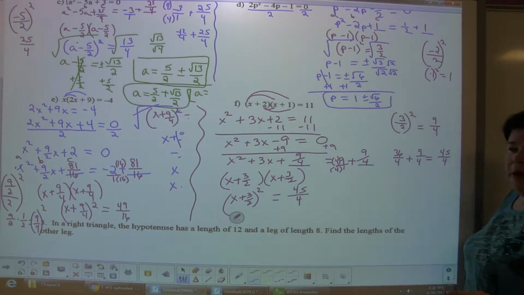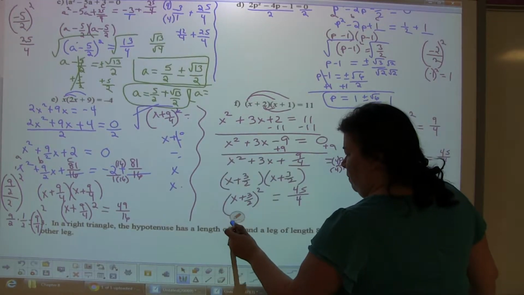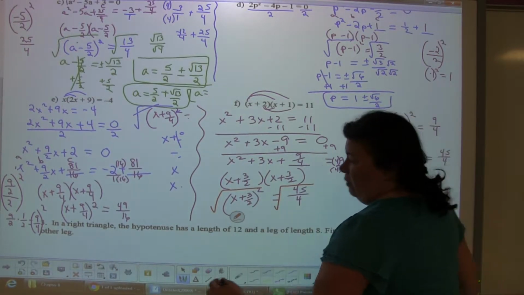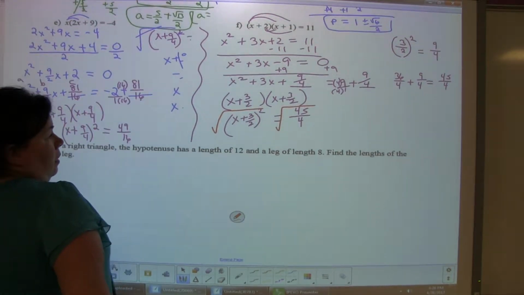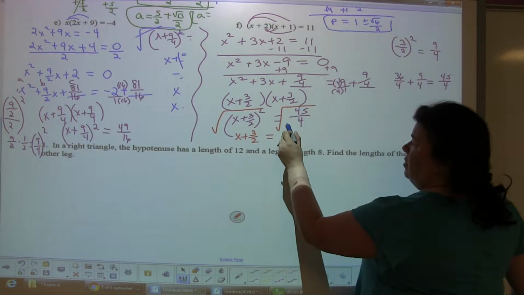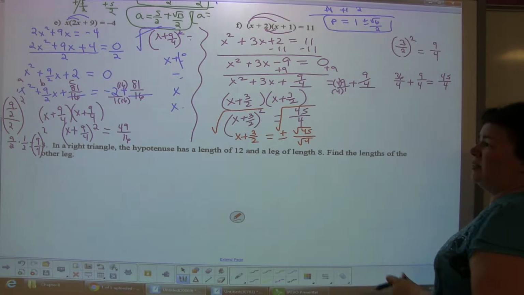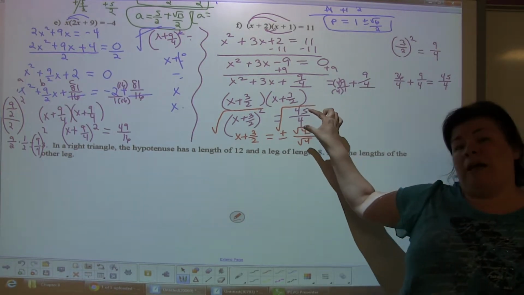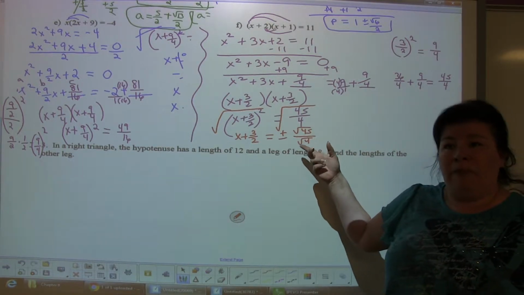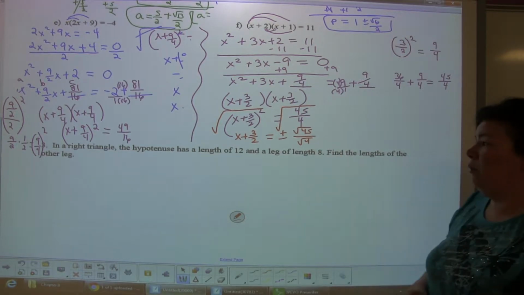Okay? From this point on, we're going to use the square root method, so we're going to square root each side. Now I have x plus 3/2 equals plus and minus the square root of 45 over the square root of 4, since I'm separating them because this does not work out really nice. Now, you're probably thinking, oh, I have to rationalize the denominator. Well, this works out pretty good for us because we could take the square root of 4, which is 2.